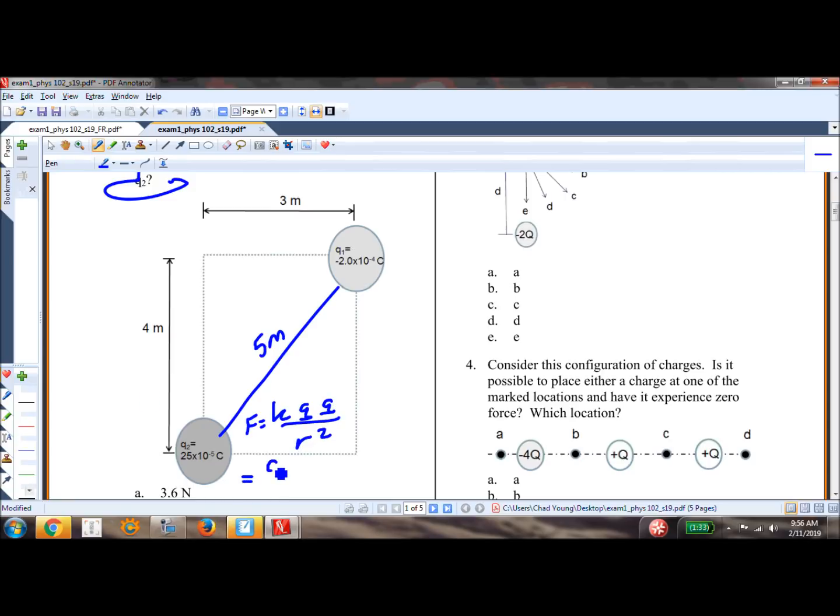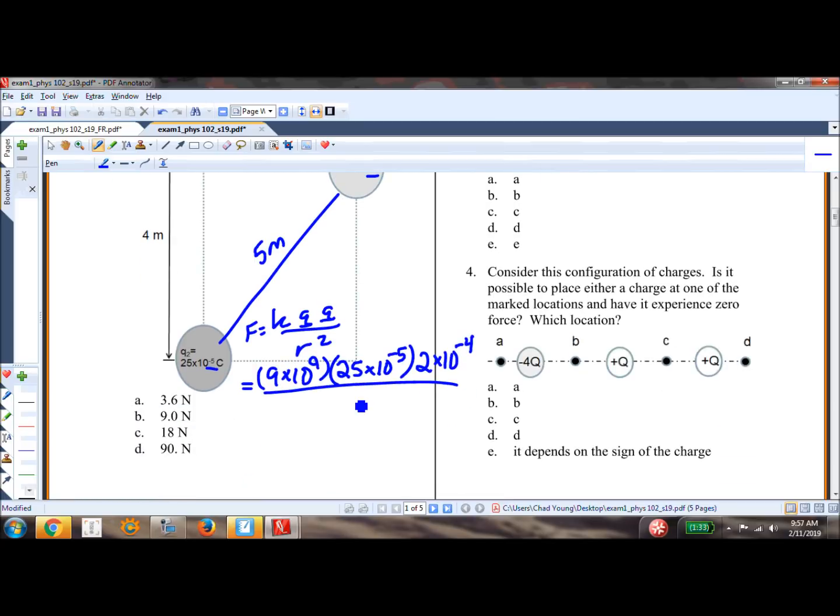I made the numbers kind of easy, so they just work out nicely. Because you notice I have 10 to the minus 5 and 10 to the minus 4. That'll cancel out that 10 to the minus 9, divided by the distance, which is 5 squared. Cancels with that, and that. It leaves me 9 times 2, or 18 newtons.